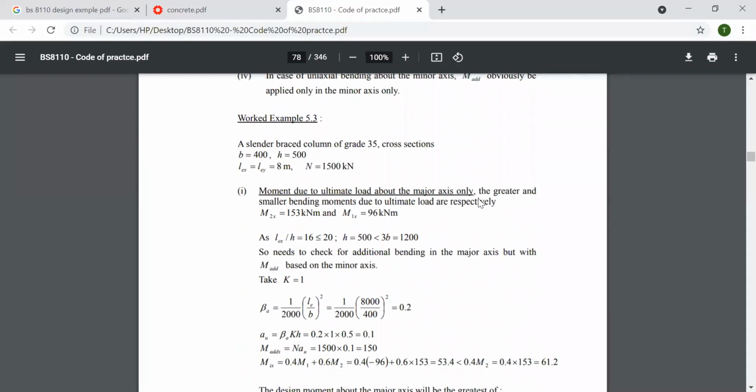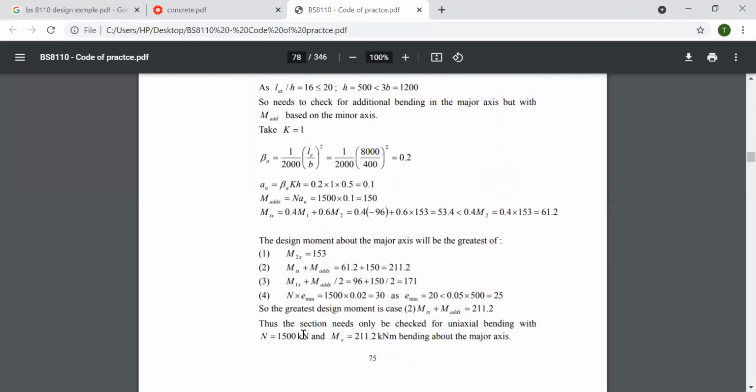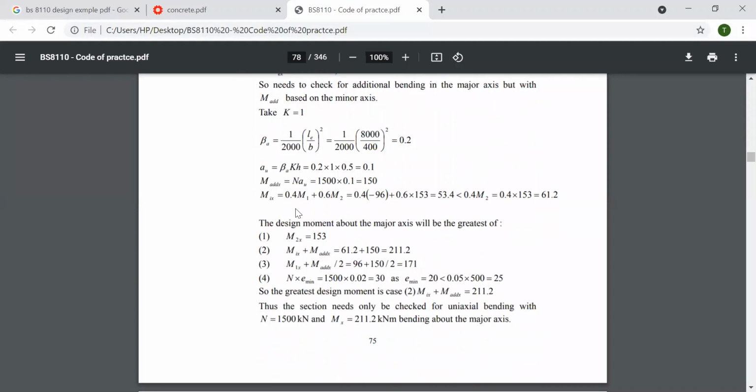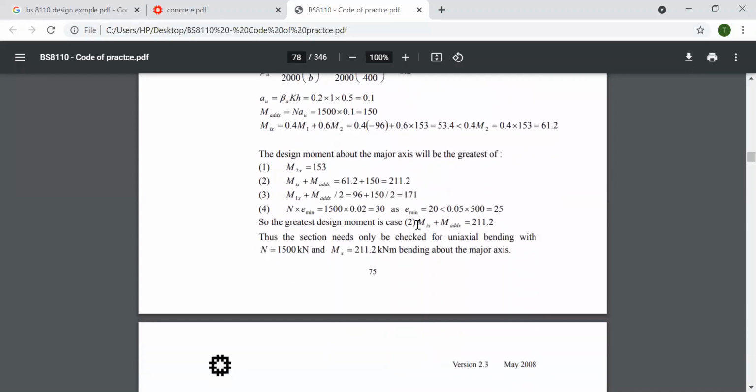The slender braced column, grade 35, cross section is 800, and lx, ly is also 8 meters. So it means the depths of the beams on both sides are equal. After that, you can find out Lex over h. Taking the major axis based on the minor axis, K is 1, beta you can find out. All these things are to be taken from the code of practice where the equations come, then you can calculate the required steel.